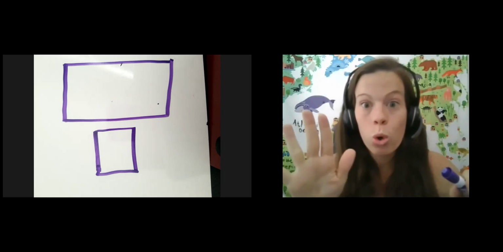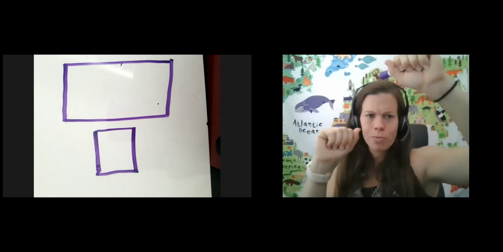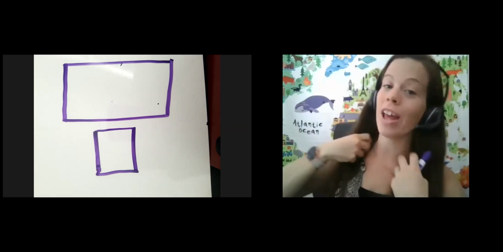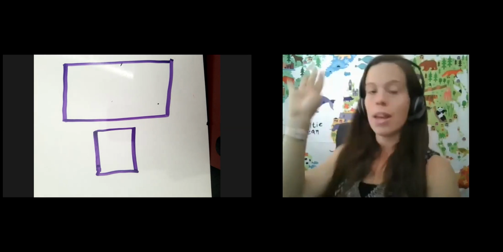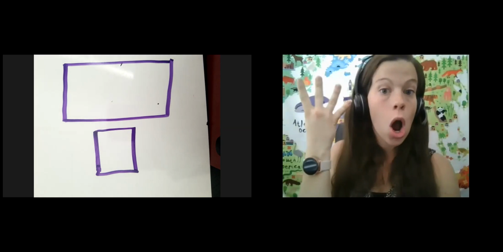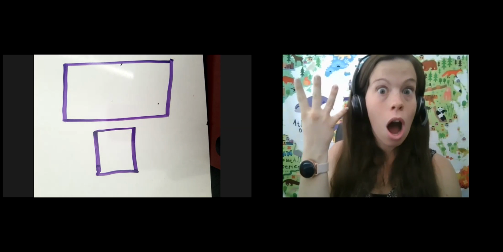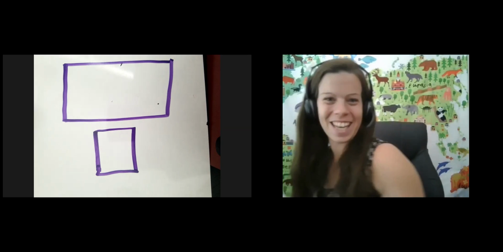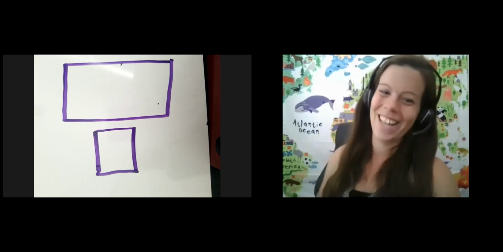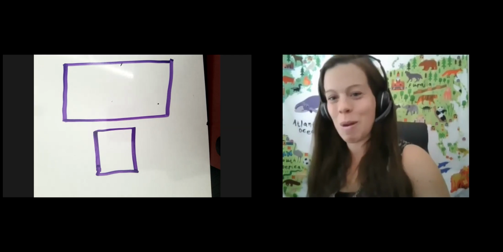Okay, who remembers? Ready? What do we call a shape with 4 sides? No matter what shape it is, if it has 4 sides, it is a quadrilateral. Did you get that? I hope so. If not, now you remember.